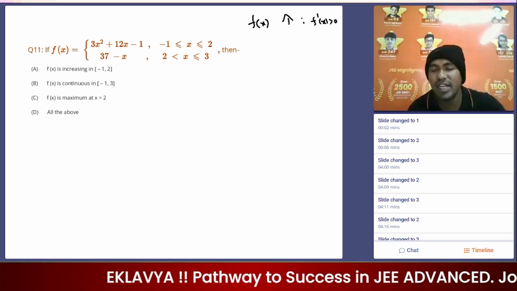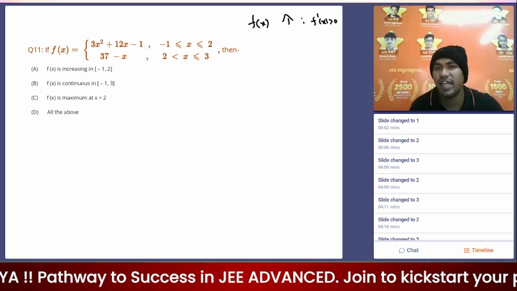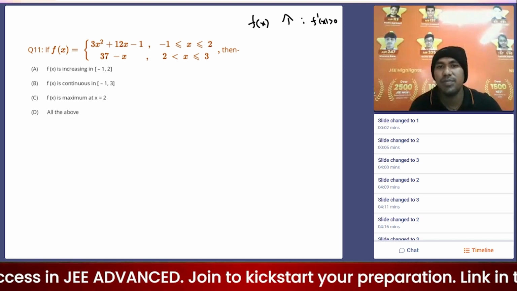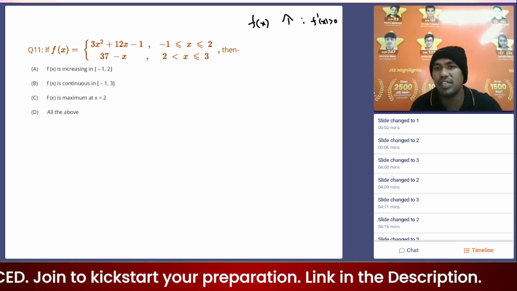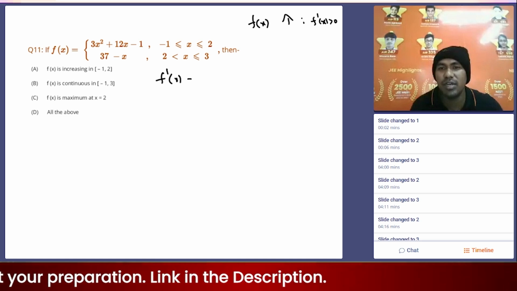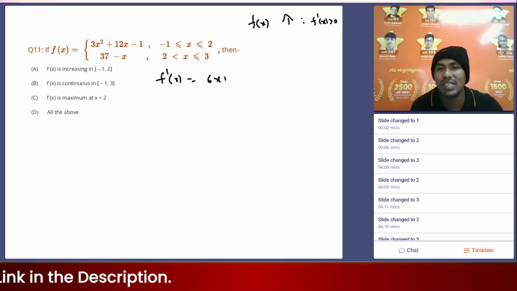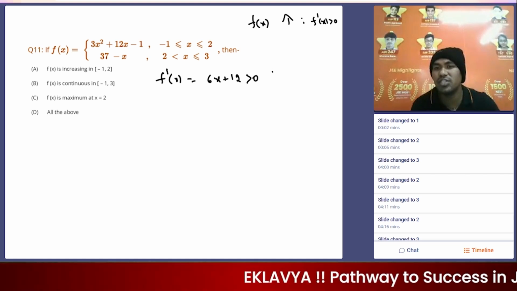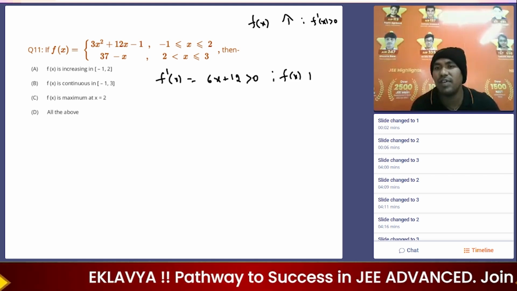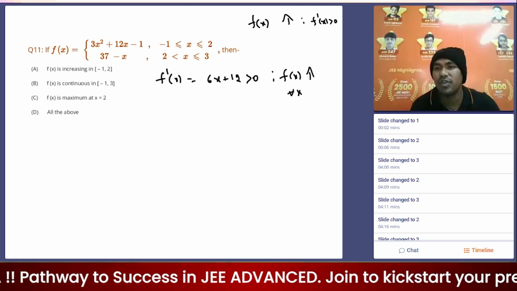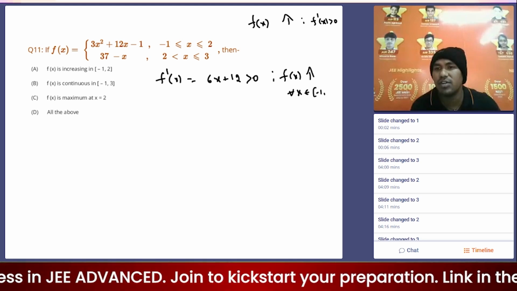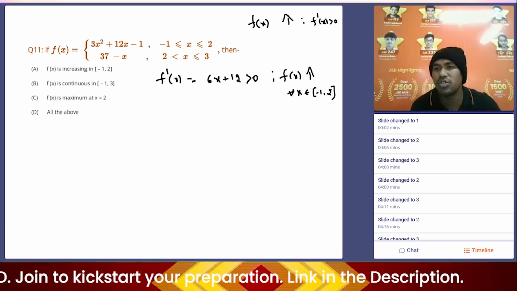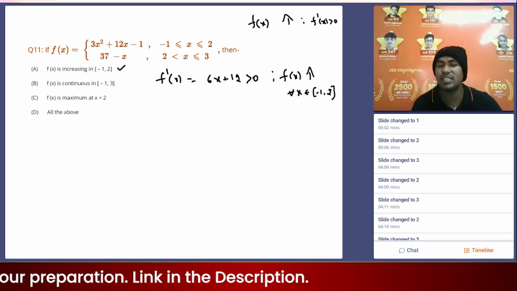Now if I take the derivative for this one, f dash of x in between minus 1 to 2, that means only in this interval, f dash of x will become 6x plus 12. And if you take any value between minus 1 to 2, this is always greater than 0 only, which means f of x is increasing. So for all x belonging to closed interval minus 1 to 2, option A is correct.